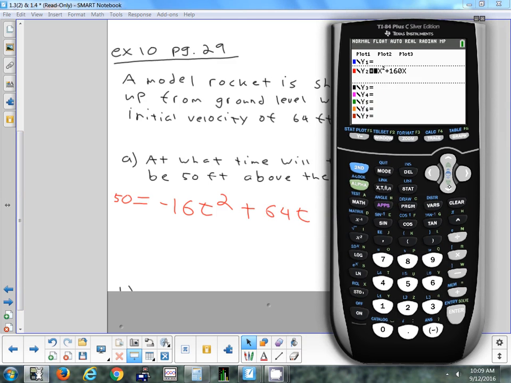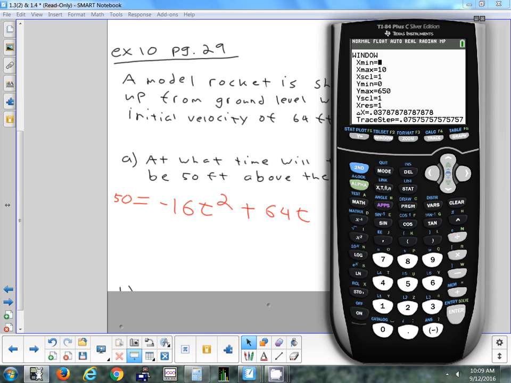Okay, what would I type in y1? It's actually two things I could type in y1. It doesn't really matter which one you put where. 50, yep, we can put 50 in y1. And what about y2? Negative 16 t squared plus 64t. And you do have to use x as the variable on the calculator.